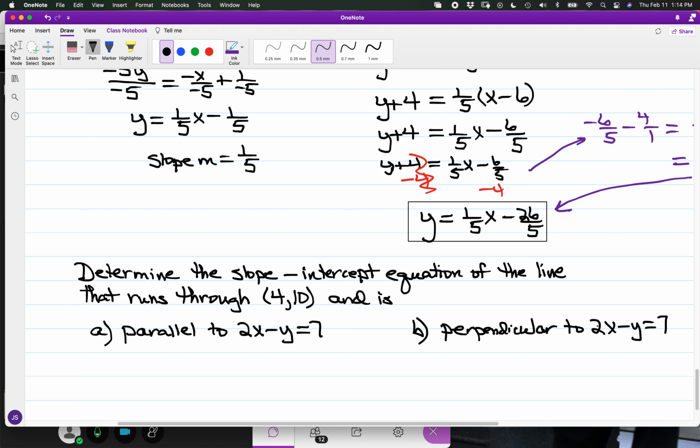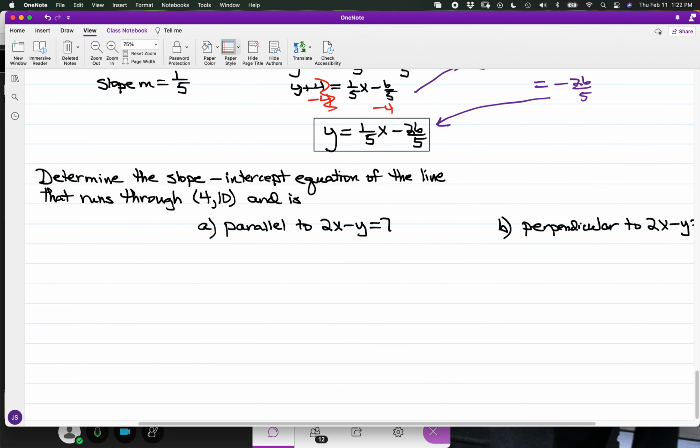Again, both parallel and perpendicular lines will pass through the same point. Now let's see what slope-intercept equations we get for both the parallel and perpendicular lines. Okay, just looking at what we have in the mix. So we're looking at the determination of the slope-intercept equation of the lines that will run through (4, 10), and that will be, in the first case, parallel to the line represented by 2x minus y is equal to 7, and also where we have running perpendicular to the same given line.